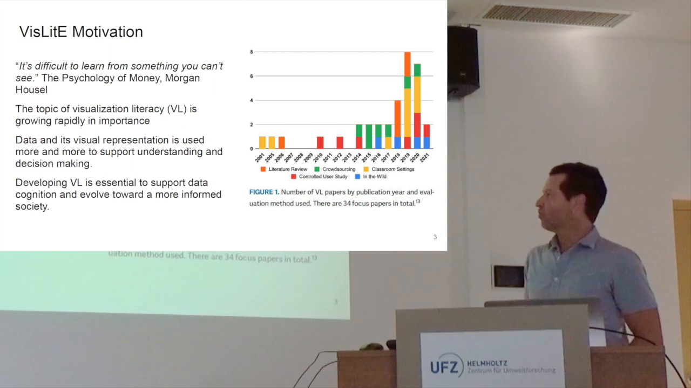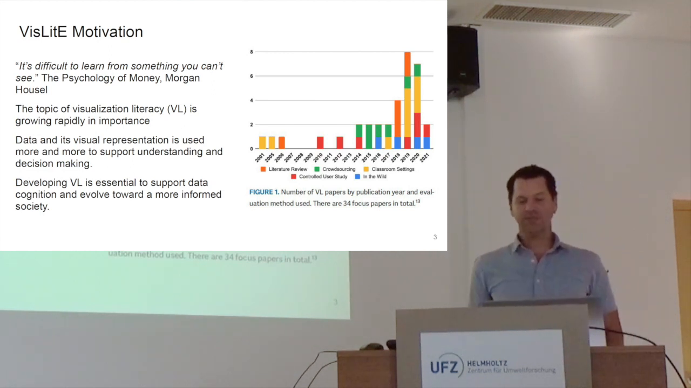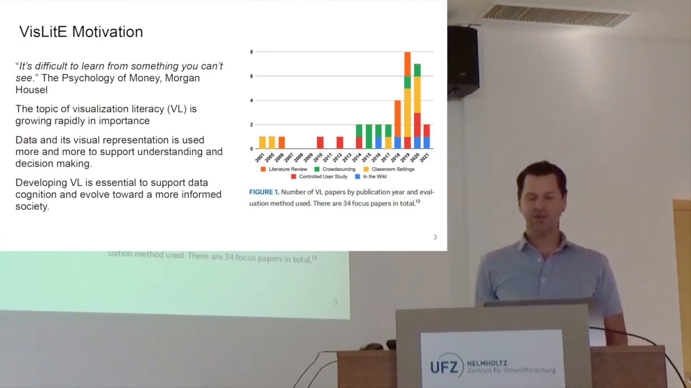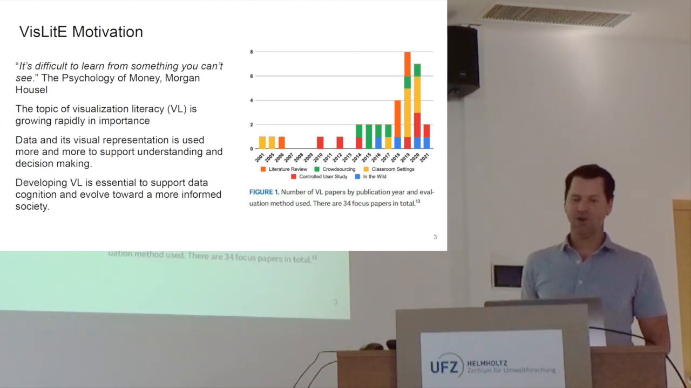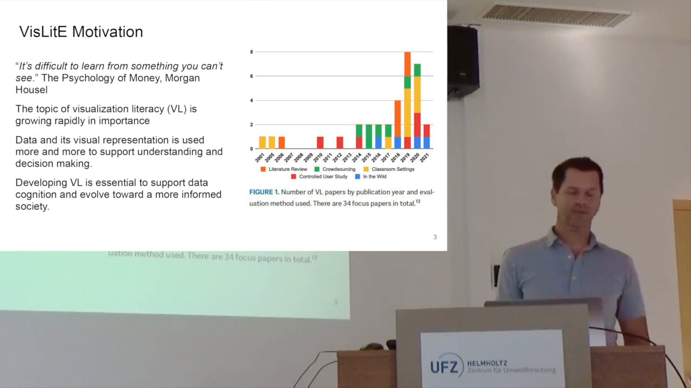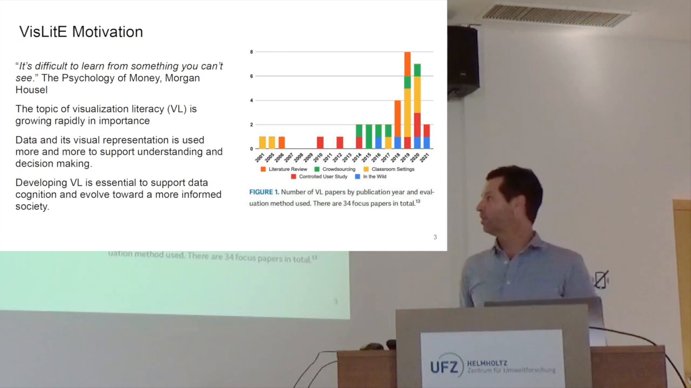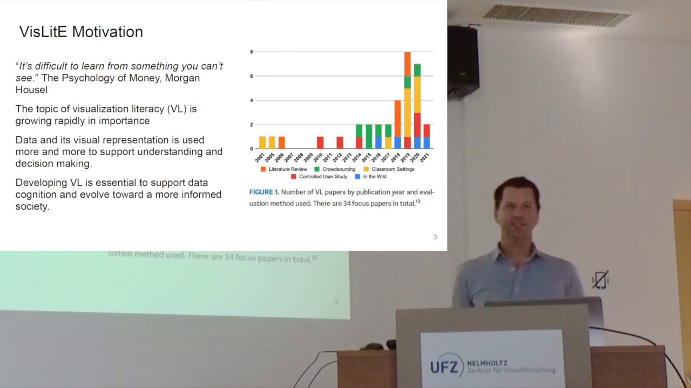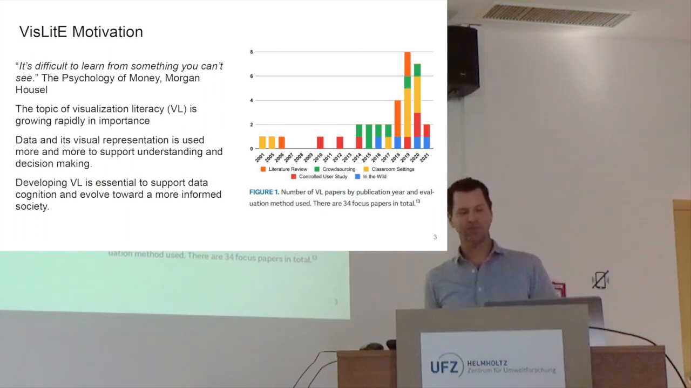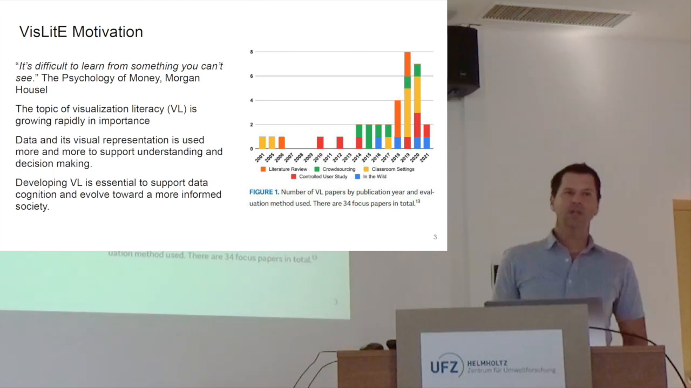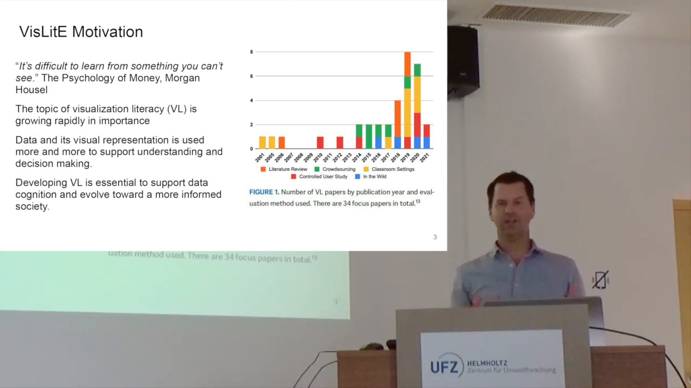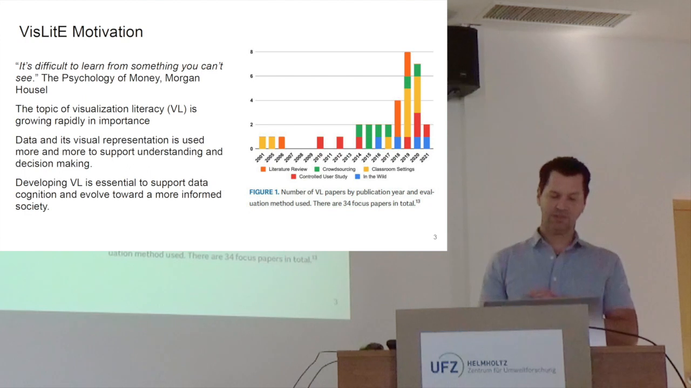Okay, so what is the inspiration behind this? The inspiration, well, this was a book I just listened to, The Psychology of Money. I was surprised to see this quote in there. It's difficult to learn from something you can't see. Good for the visualization audience. The topic of visualization literacy is growing in momentum and importance as a general topic. And that's because as a society we're becoming more and more data-centric and more reliant on data to make decisions. Right? Data in its visual representation is used more and more to support understanding and decision-making. So in conjunction with that is visualization literacy, our ability to interpret the visual representation of data, right, and make informed decisions.